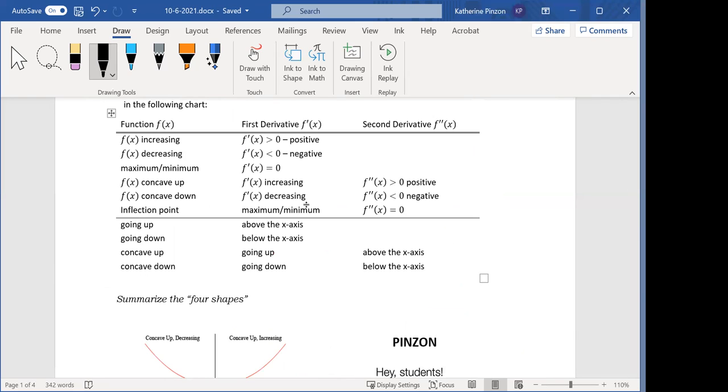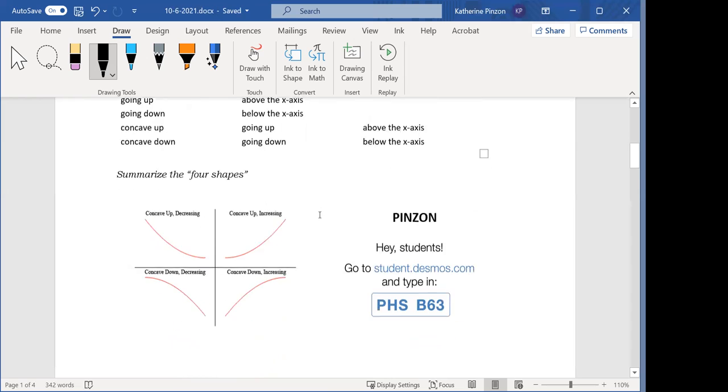Really, when I have graphs, I'm using this stuff at the bottom, okay? It says, when my first derivative is above the x-axis, my function is going to be going up. When my first derivative is below the x-axis, my function is going to be going down. When my first derivative is going up, my function is going to be concave up. When my first derivative is going down, my function is going to be concave down. Okay, we got that? That's the important information of today. This chart is super important. If you print nothing, print that.